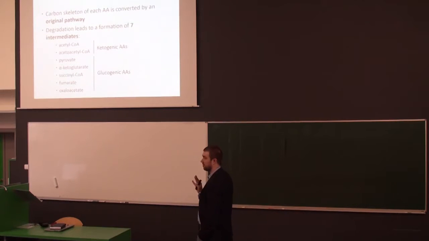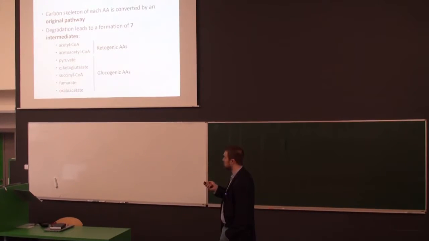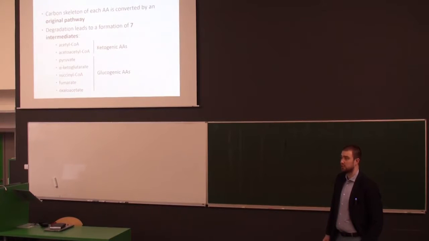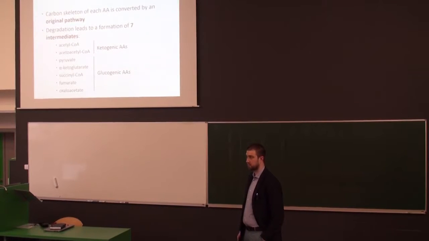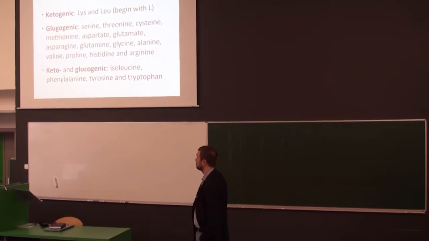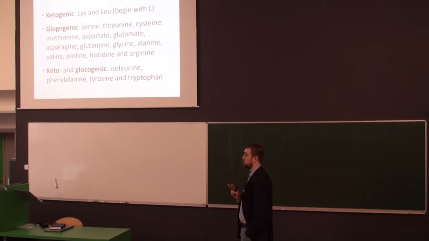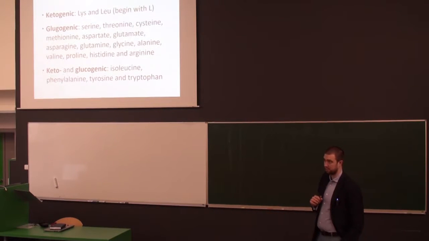Then we have 5 other intermediates that can be produced from amino acids. In the majority, they are the intermediates of the Krebs cycle or pyruvate. And since you know that all intermediates of the Krebs cycle and pyruvate can also be converted to glucose, we call these amino acids glucogenic amino acids. If we look at the list, the majority of amino acids are glucogenic, only 2 are ketogenic. Ketogenic are only those 2 that begin with L, thus you can remember it: lysine and leucine.